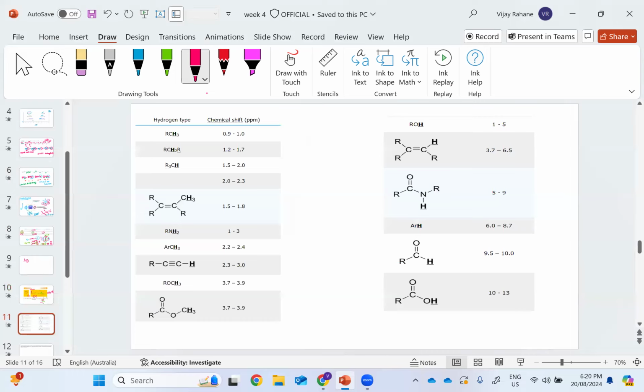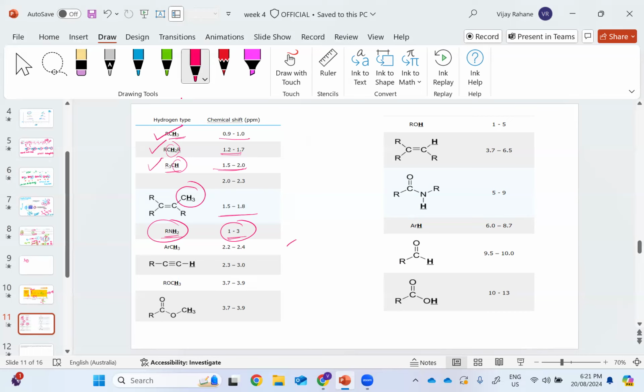So I have just tabulated here the delta values, and you should remember these delta values. We have an example like the methyl group, so 0.9 to 1. Let's say we have the CH2 group attached to the R, so 1.2 to 1.7, and we have three alkyl groups attached, and then we have to check the CH value. The CH proton shows between 1.5 to 2. Similarly, the methyl group attached to the olefin shows 1.5 to 1.8. Then we have the RNH2. The protons attached to the nitrogen show between 1 to 3, anywhere they can locate, depending on the R group.